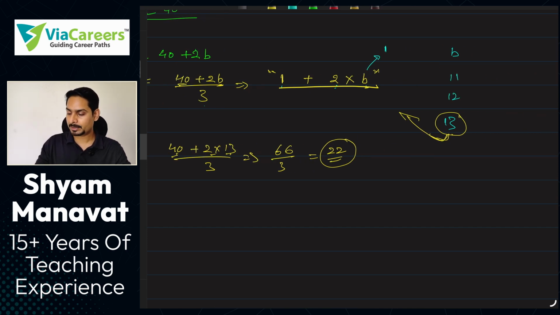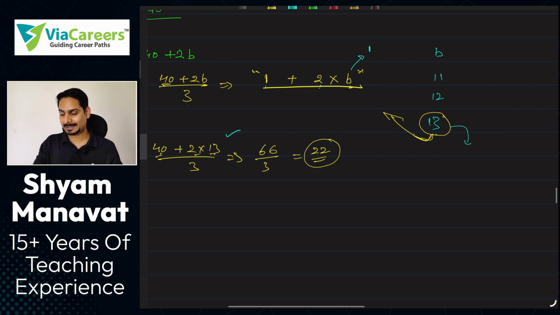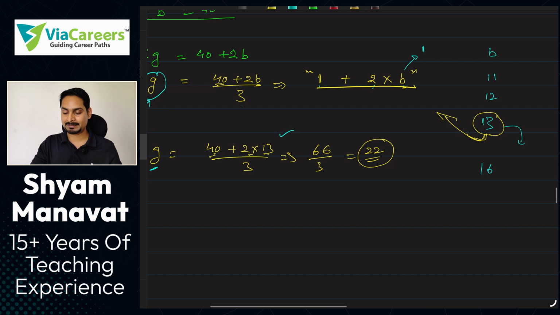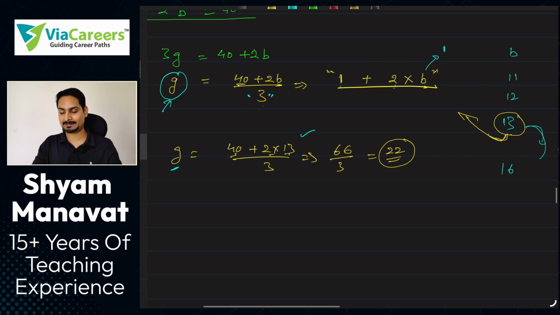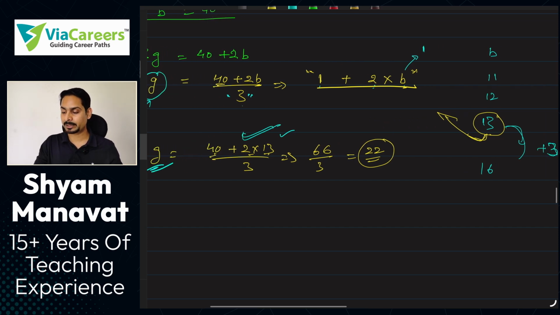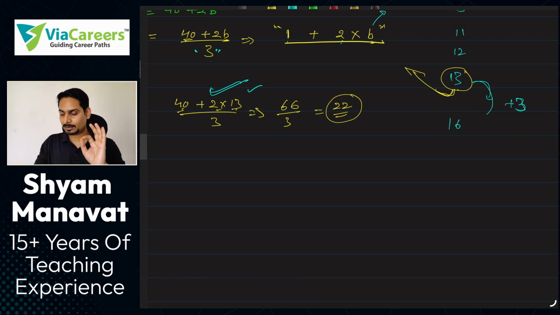ओके, नाउ फर्दर टेल मी व्हाट इज द नेक्स्ट वैल्यू ऑफ बी व्हिच कैन सेटिस्फाई this. What should be the next value of b which can satisfy and give the integer value of g? Yes, the next value should be 16. Yeah, how do we know that? Because we see the divisor. Divisor is 3. So we increase with the difference of 3. So after 13, the next value which can satisfy this condition to get the integer value of g should be 13 plus 3. Okay. अब ये तो अपने को समझ में आ गया.